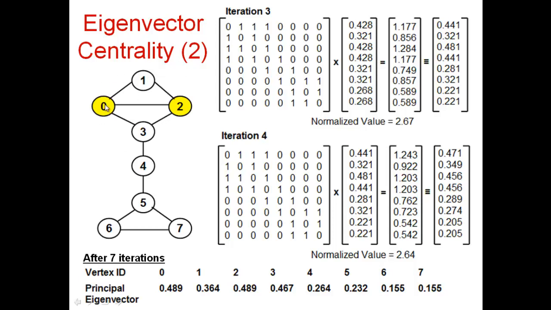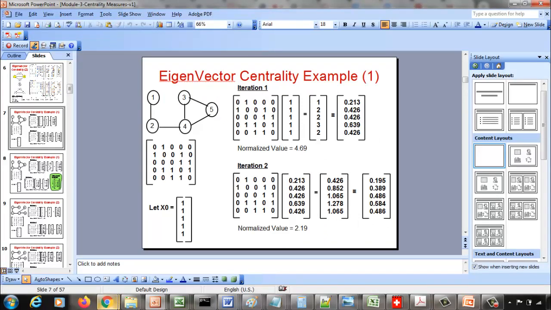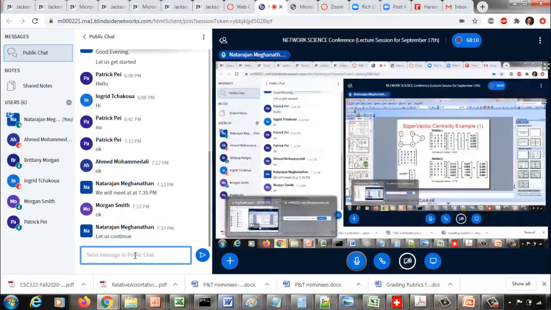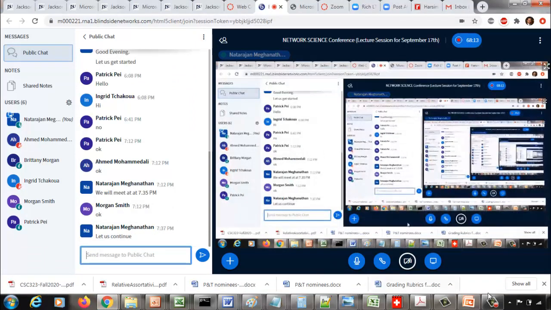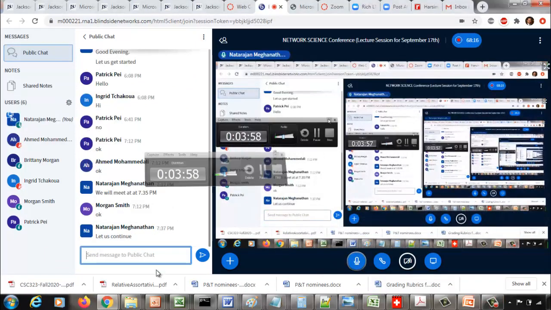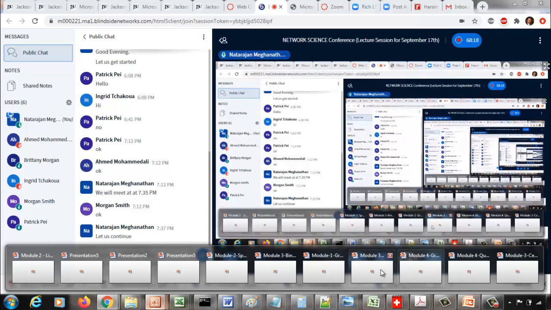So 0 and 2 have a larger eigenvector centrality, so 1 has a reasonably larger eigenvector centrality. Whereas 5 and 7 have a lower eigenvector centrality, so 6 has also a lower eigenvector centrality. So all these things are interconnected to each other. But at the end, what we have is just one single metric value that comprehensively captures all this. Okay. Alright, so any question on eigenvector centrality? We'll look at these two examples quickly. Okay, so let us go over those two examples and move on.